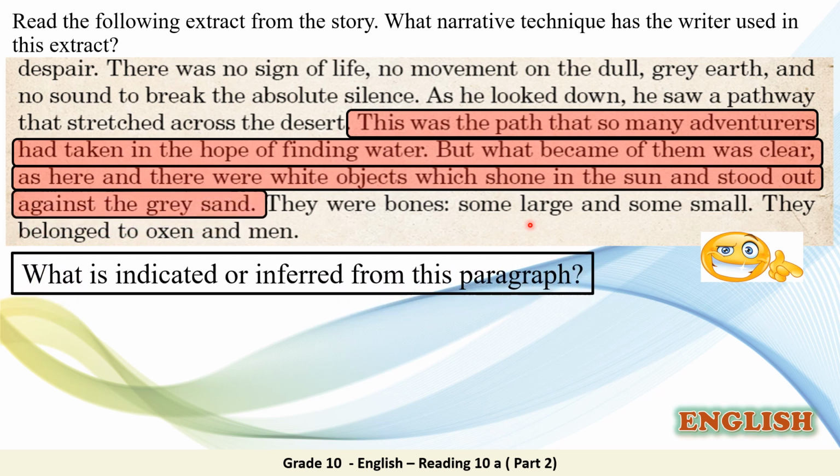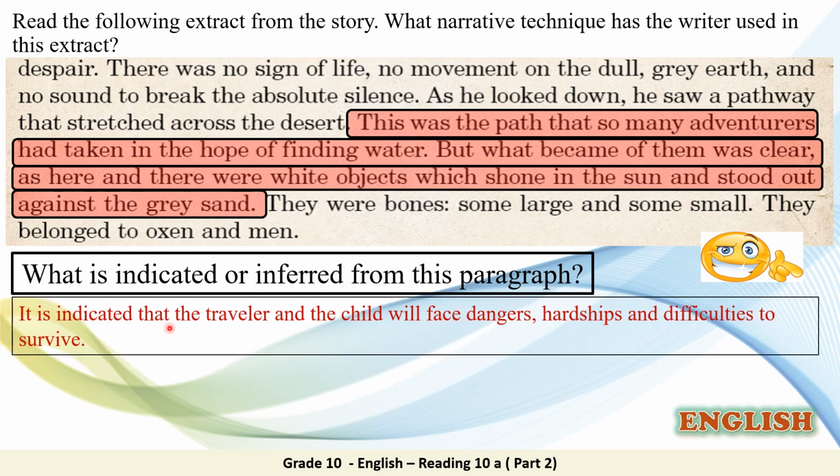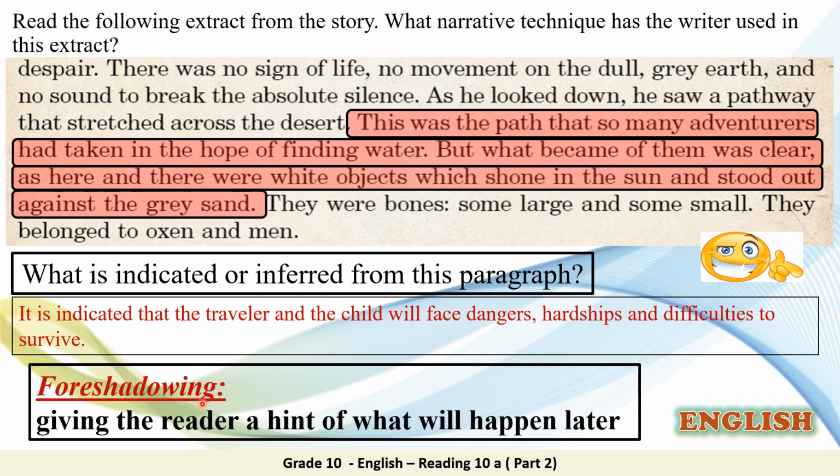So let me ask here a question. What is indicated or inferred from this paragraph? Does it give you a hint of what will happen to the traveler and the child? Let's answer together. It's indicated that the traveler and the child will face dangers, hardships, and difficulties to survive. So, foreshadowing is giving the reader a hint of what will happen later, and this description could help us find out what will happen in the story.